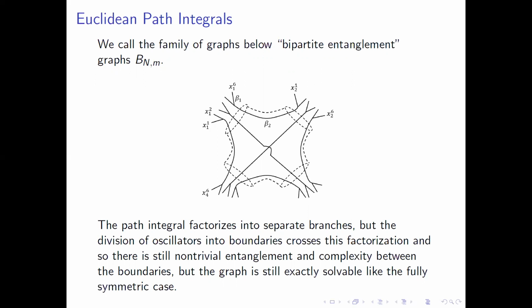Despite the fact that the path integral factorizes, which usually means that some entropy is going to vanish, the division of the oscillators into boundaries is crossing the factorization, and that point is crucial. The fact that the division crosses the factorization means that there is still non-trivial entanglement and non-trivial complexity between the boundaries, while preserving the fact that the graph is fully solvable.